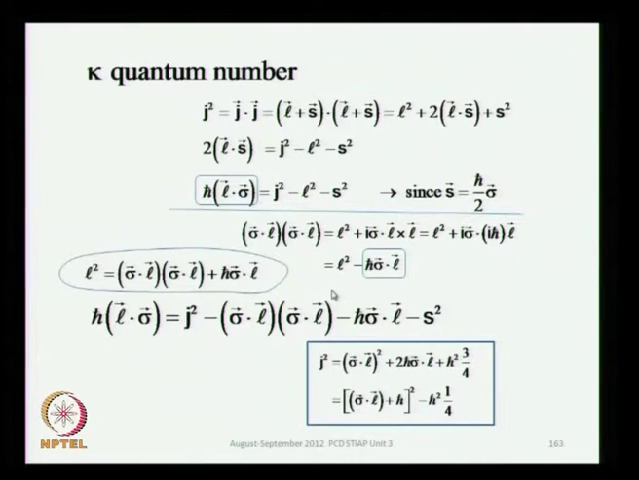So, now you notice that j square, if you write this expression for j square, take all these terms to the other side, then j square, you will have a square in sigma dot L, then you have two terms in h cross sigma dot L, which is twice h cross sigma dot L. Then you have h cross square 3/4, because s square is half into half plus 1, that is 3/4. So, you get 3/4 h cross square, and you immediately recognize that this is a whole square minus h cross square by 4.